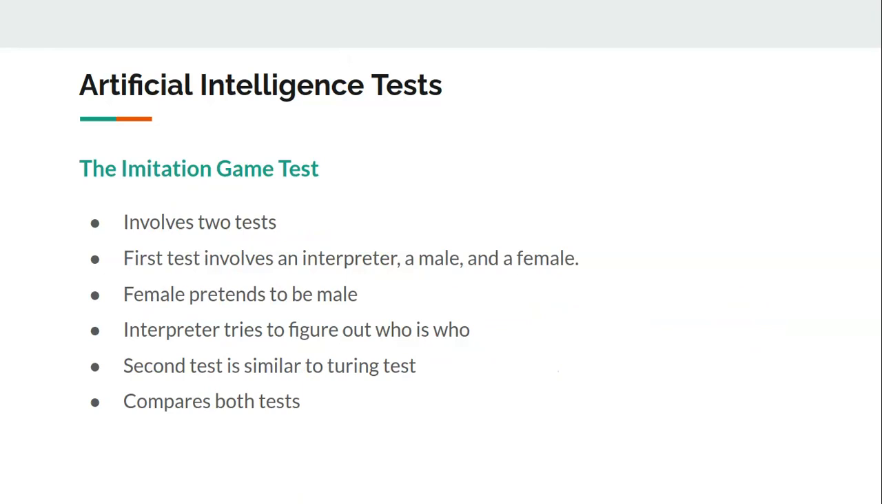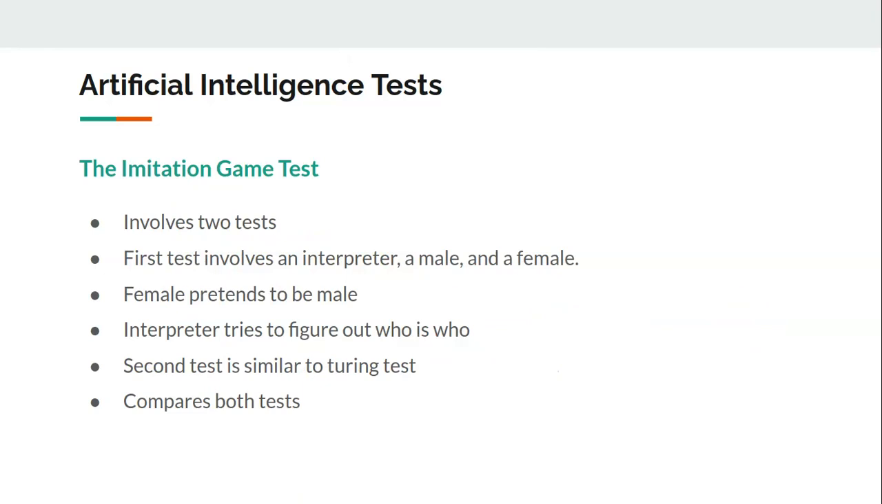First test involves an interpreter, a male and a female. The female pretends to be a male, and the interpreter tries to figure out who is who. The imitation game test is that the female is going to pretend to be the male, right? And the interpreter tries to figure out who is the male and who is the female. So that's the first test.